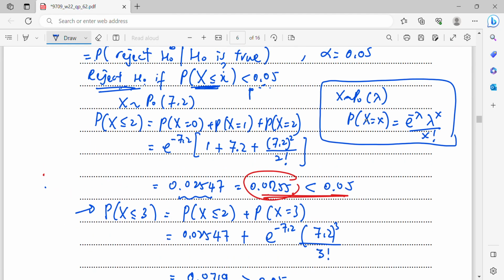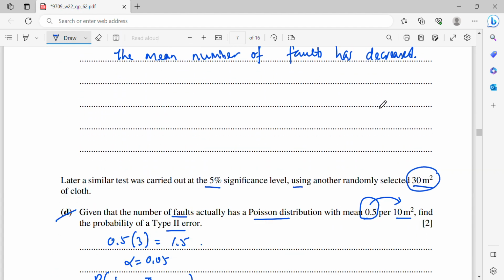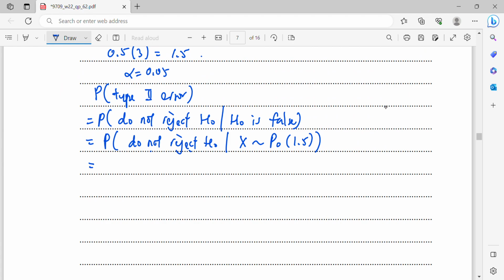Okay, do not reject H0. Now you see here, reject H0 when it is less than or equal to 2. That means that when we do not reject H0, it will be greater than 2. So this is the same as the probability of X greater than 2. So when greater than 2, now let's look here.